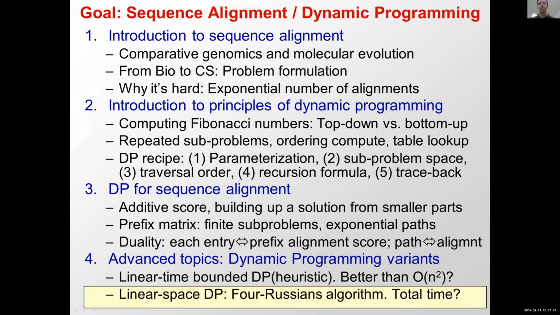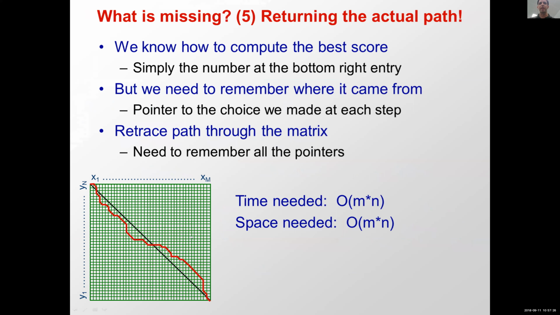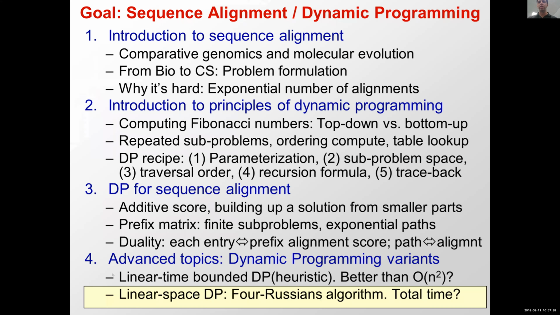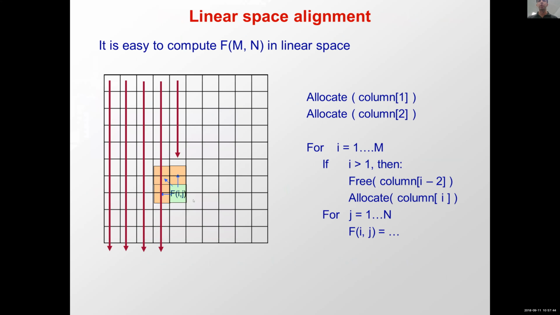The last question that often comes up is, do we really need to keep the entire matrix here? Basically, as we're going through, we can compute the score by not storing everything, but then to trace back, we need to store everything. So one of the questions is, can we actually do dynamic programming in linear space without storing the entire matrix, which can be quite cumbersome?